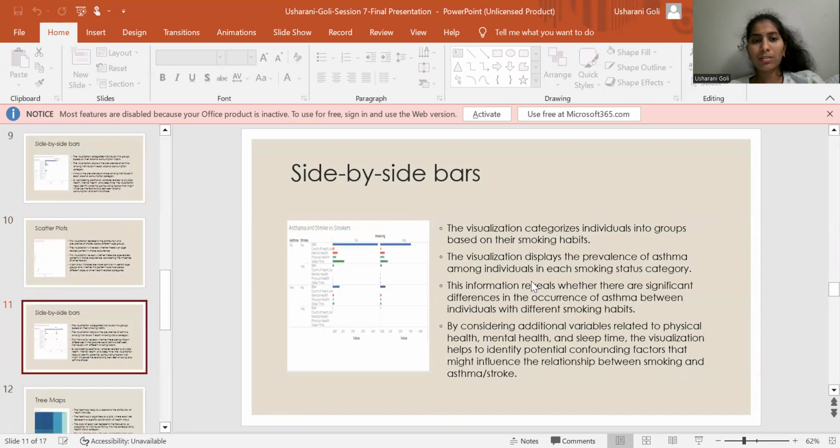Next, side by side bars. This is asthma and stroke versus smokers. This visualization categorizes individuals into groups based on their smoking habits, and the information reveals whether there are significant differences in the occurrence of asthma between individuals with different smoking habits.